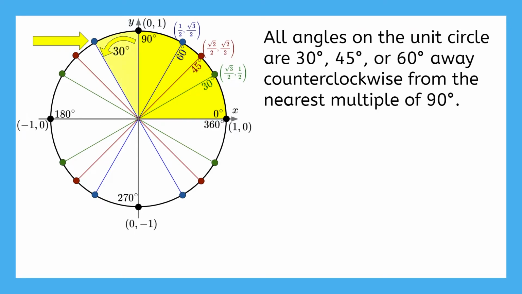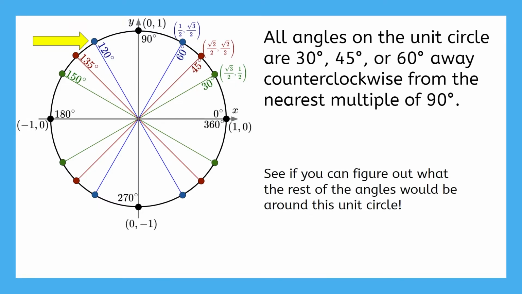So this angle is 90 plus 30 degrees total, or 120 degrees. The next angle would be 45 degrees more than 90, or 135 degrees. And the angle after that would be 60 degrees more than 90, or 150 degrees. Using this property, pause the video now and see if you could figure out what the rest of the angles would be around this unit circle.